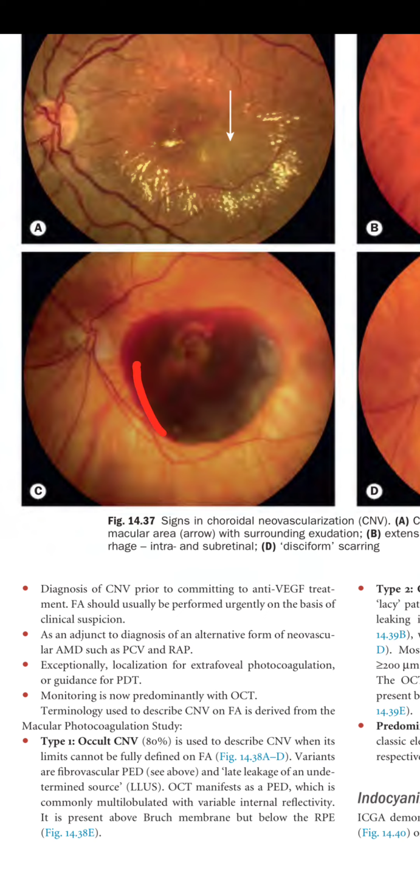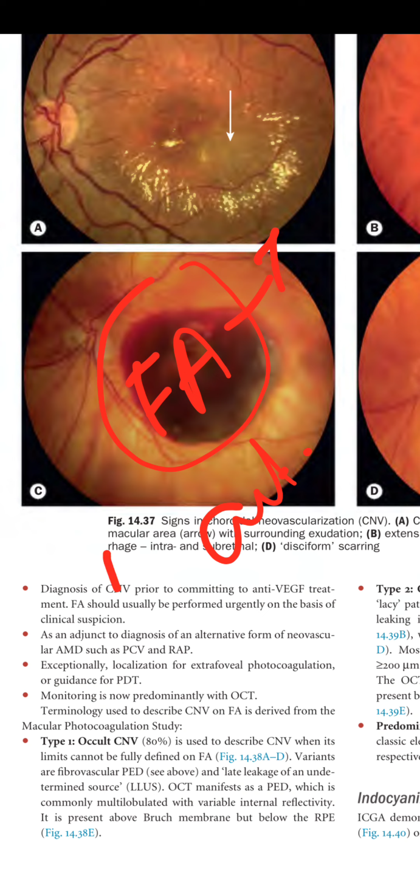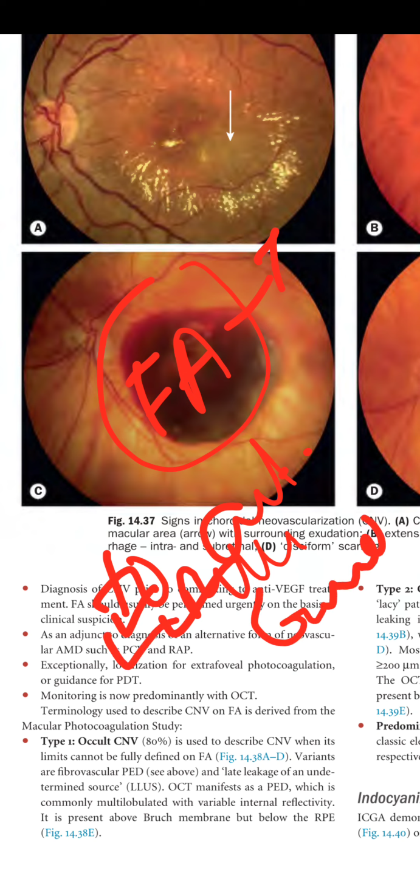So we perform FA before the treatment for the diagnosis of CNV prior to anti-VEGF treatment, and as an adjunct to diagnosis of an alternative form of neovascularization, neovascular AMD such as PCV and RAP. So the second indication is to rule out other causes of neovascularization such as PCV and RAP. Exceptionally, localization of the extrafoveal photocoagulation or guidance for PDT, so it is also used as a guide for PDT.